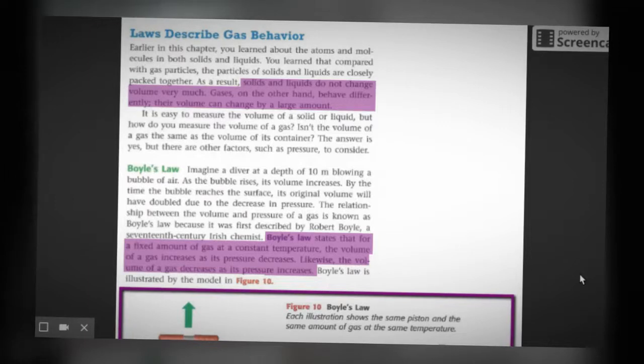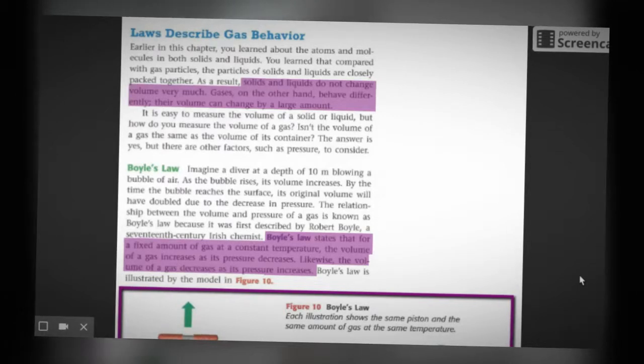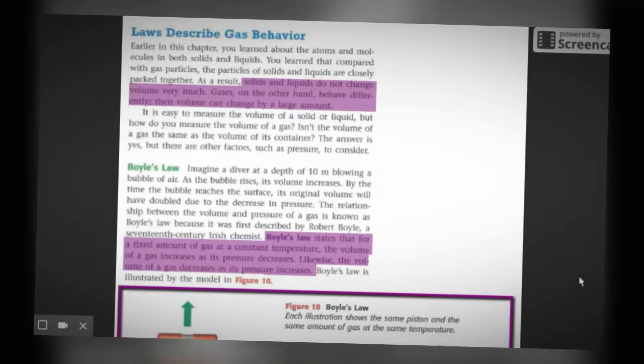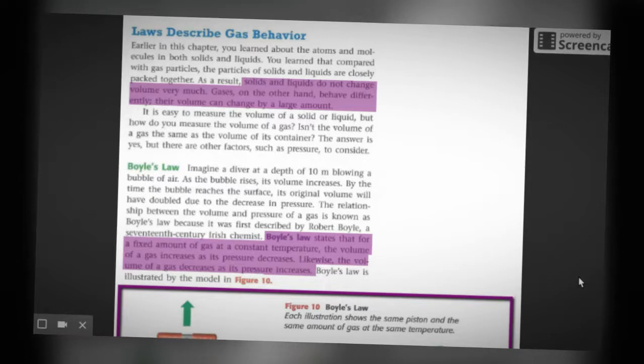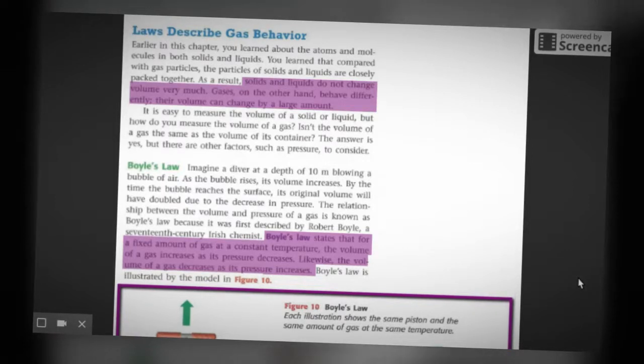It's easy to measure the volume of a solid or liquid, but how do you measure the volume of a gas? Isn't the volume of a gas the same as the volume of its container? The answer is yes, but there are other factors such as pressure to consider. Boyle's Law. Imagine a diver at a depth of 10 meters blowing a bubble of air. As the bubble rises, its volume increases. By the time the bubble reaches the surface, its original volume will have doubled due to the decrease in pressure.